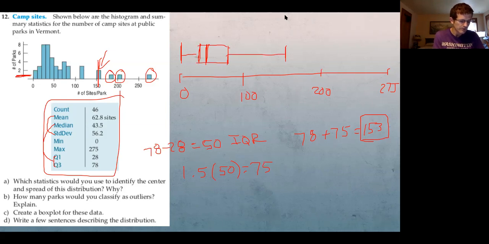These other three values that are outliers, I need to mark them. So at 175, I've got an outlier. At 200, I've got an outlier. And at 275, I have an outlier.